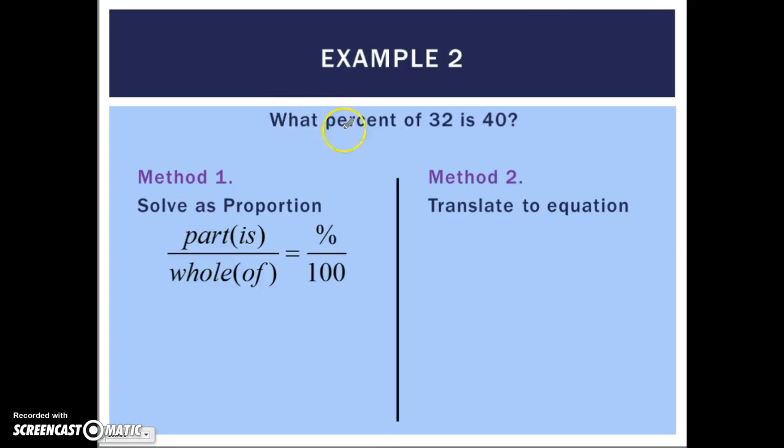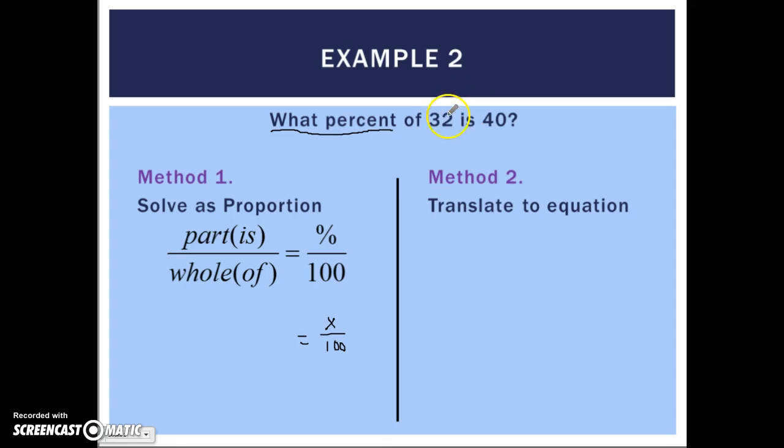So this time, solving for a percent. This time we don't know the percent. So what percent of 32 is 40? If I use my proportion, the "what percent," that's what we're solving for. So this is where our x is going to go. I'm just going to start that off right away, x over 100, because we don't know what that percentage is.